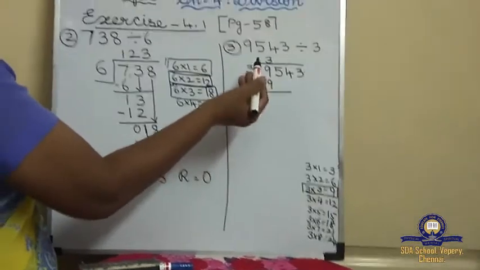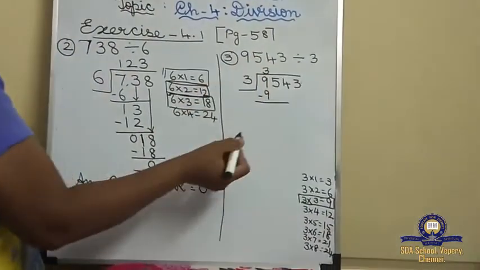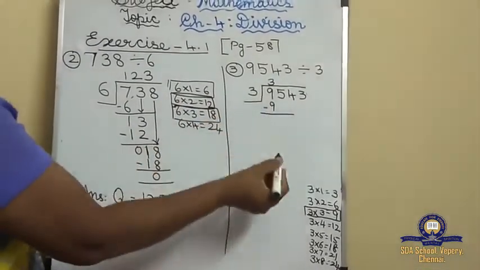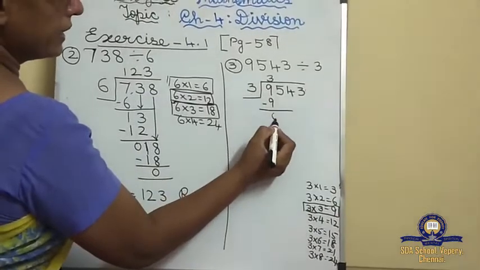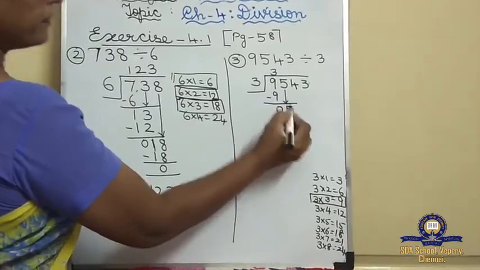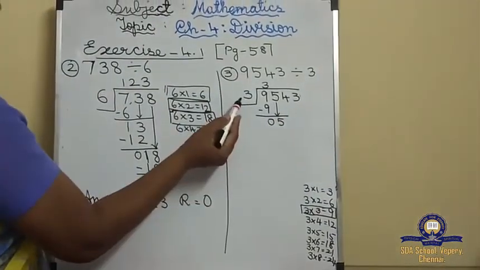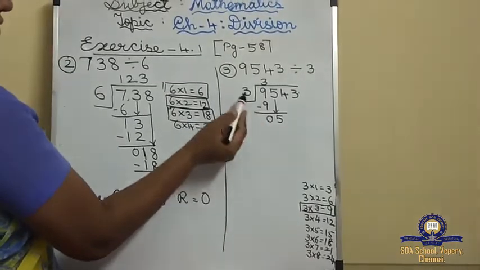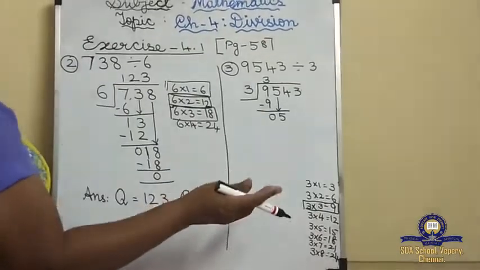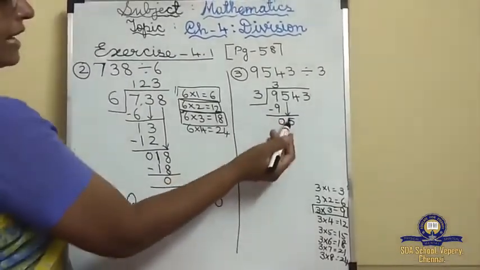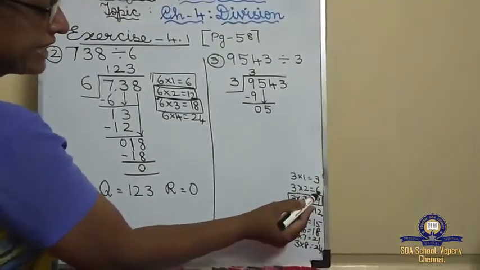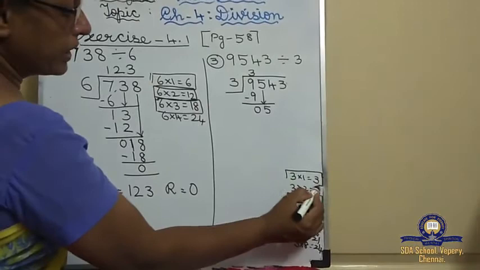So we also say division is repeated subtraction, or multiplication means repeated addition and division is repeated subtraction. 9 minus 9 is 0. So you have to bring down this 5 here. Now 5 is also bigger than 3, bigger than the divisor 3. So does 5 go in the 3 table? No. So what we have to do? We have to find the number smaller than 5. Which is smaller than 5? 3, because 6 is there. So 3 is smaller. 3 1s are 3.